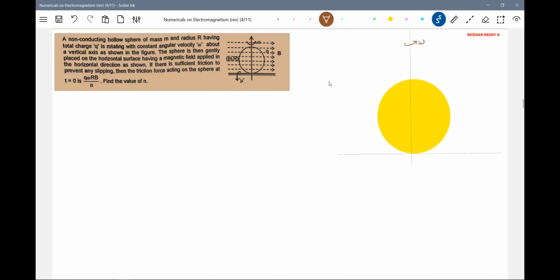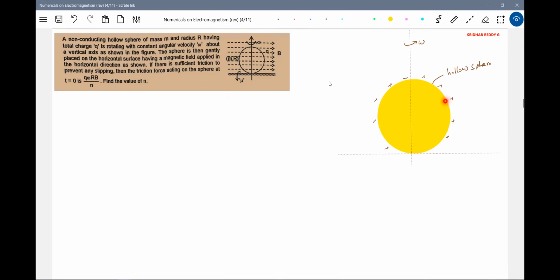Now, it's a charged, non-conducting sphere, so everywhere charge is present on its surface. Not a ring, it's a hollow sphere. The charge will be there on its surface. Now, any rotating charged particle will behave like a magnet. In what direction should the m bar be for this? Should be vertically up. Sir, how come?